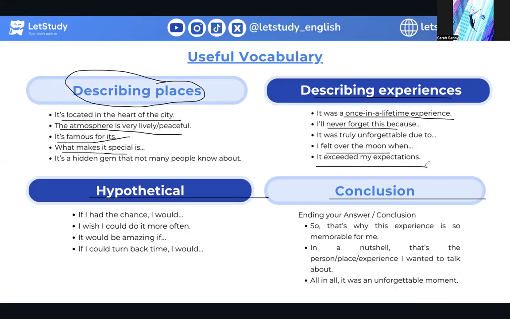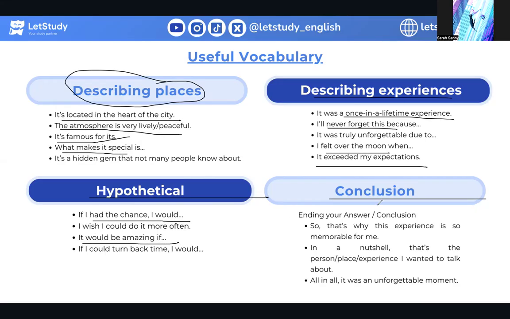Kalau mau negatif juga boleh. I felt very sad because of this. Because it didn't fulfill my expectations or reach my expectations because of this. Ya seperti itu. Hypothetical, misalnya ditanya like, oh, like what do you want to be when you grow up? Like, I want to be this when I grow up. If I had a chance, I would do something. It would be amazing if.